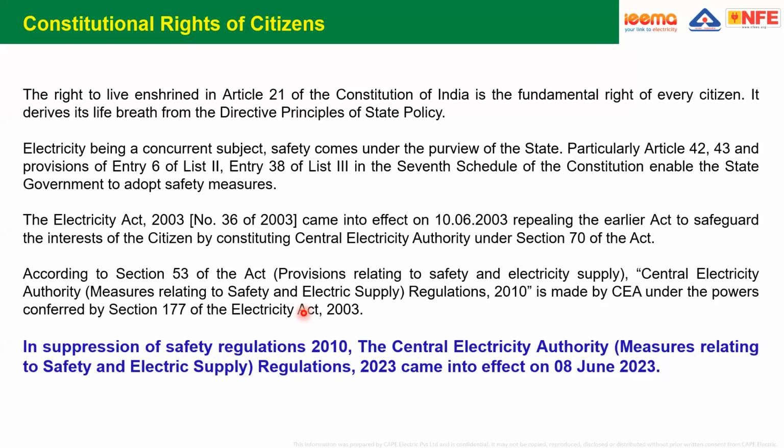So now what we should understand is that in a lot of cases, we still use the IE Rules 1956. Please note that the IE Rules 1956 are already replaced by the CEA Measures relating to Safety and Electric Supply Regulations 2010. Now the 2010 regulation, which was amended in 2015, 2018 and 2019, is altogether completely changed to a new regulation, which is the Central Electricity Authority Measures relating to Safety and Electric Supply Regulations 2023. It came into effect on 8th June 2023, which is very, very new.